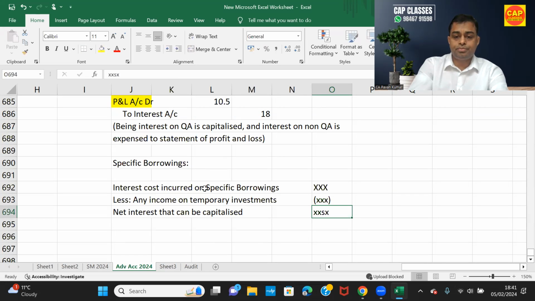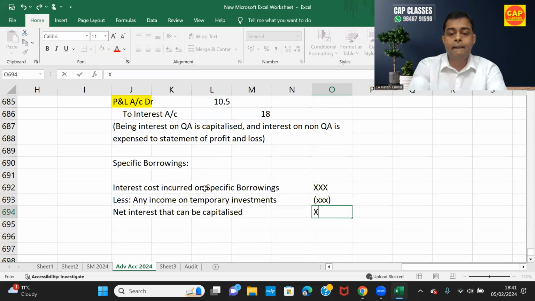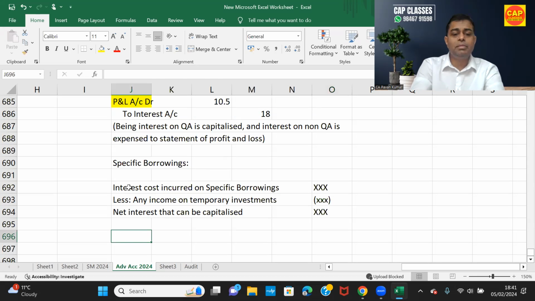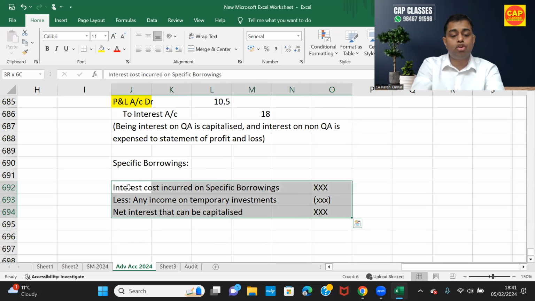Pavan sir, what is this? Now, simple. I borrowed money from ICICI Bank. How much? 100 crores.